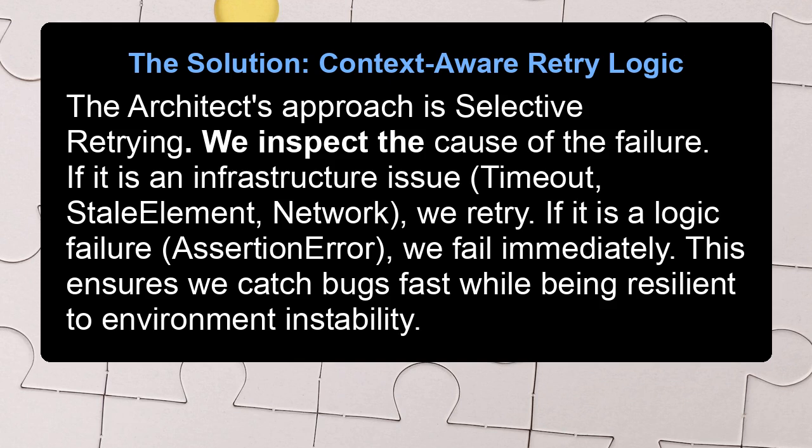The solution: context-aware retry logic. The architect's approach is selective retrying. We inspect the cause of the failure. If it is an infrastructure issue, timeout, stale element, network, we retry. If it is a logic failure, assertion error, we fail immediately. This ensures we catch bugs fast while being resilient to environment instability.